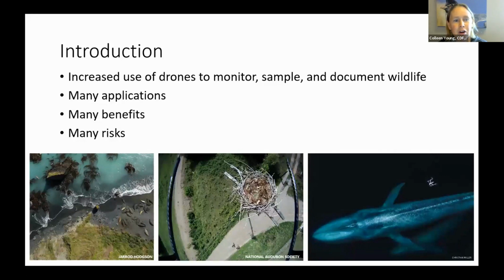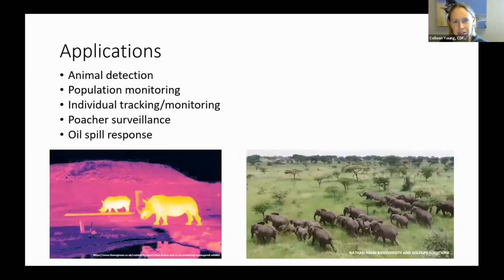So as most of you probably know, there is an increased interest in the use of drones in all different sectors, from recreation and professional photography, but also for research and other applications involving wildlife, including different types of monitoring, sampling, and documentation of animals. There's many applications, many benefits, and many risks, and I'm going to talk through some of those here in the intro. So some of the applications of using drones for wildlife include detecting animals, finding out if they're even in an area, monitoring entire populations or individuals, or tracking those individuals, surveilling for poachers, and oil spill response, just to name a few.